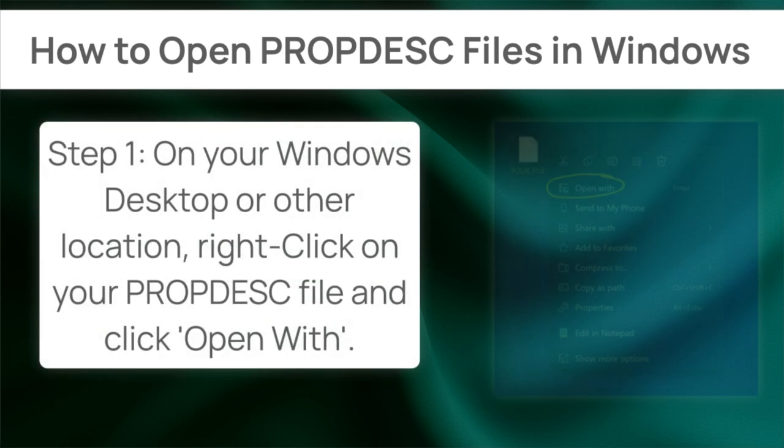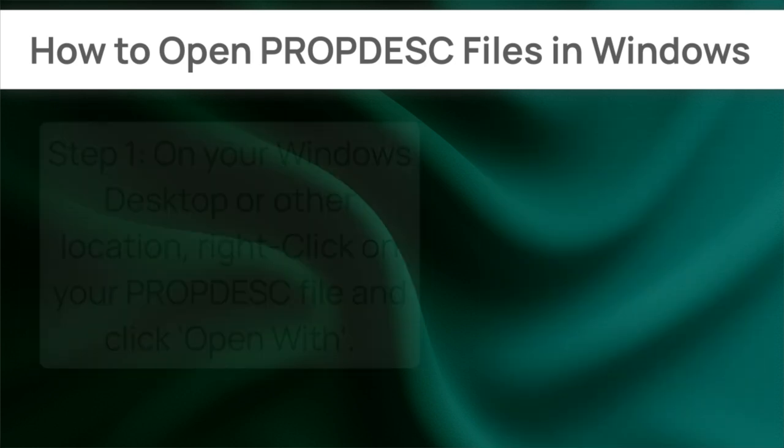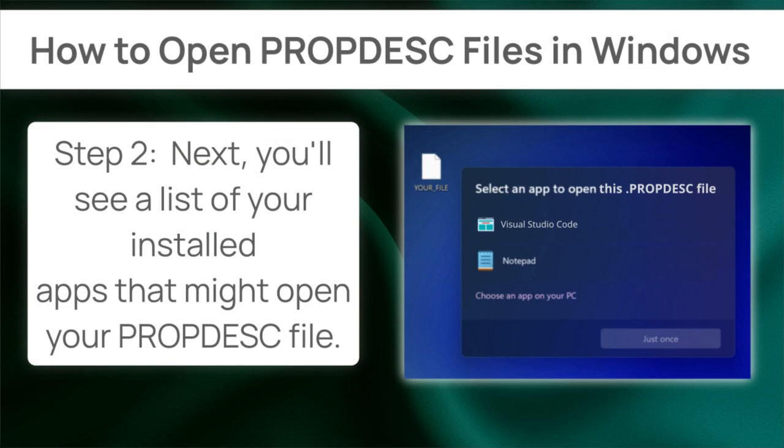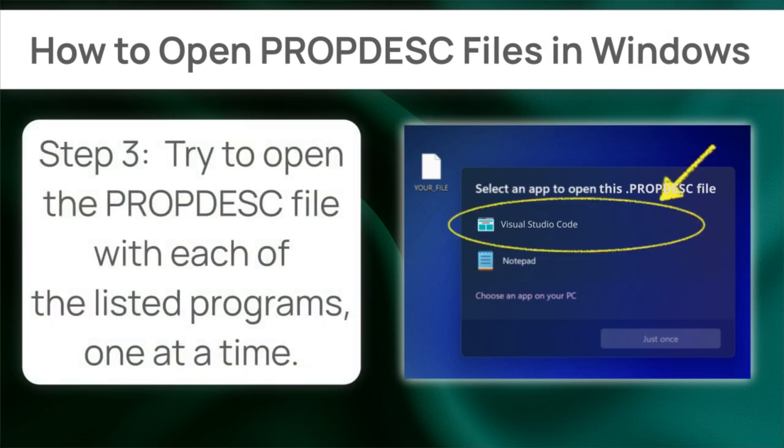To bypass the default application error, right-click the PROPDESC file and choose Open With. Prioritize Visual Studio Code if available. If absent, choose another application. We are searching for a viable decoder.